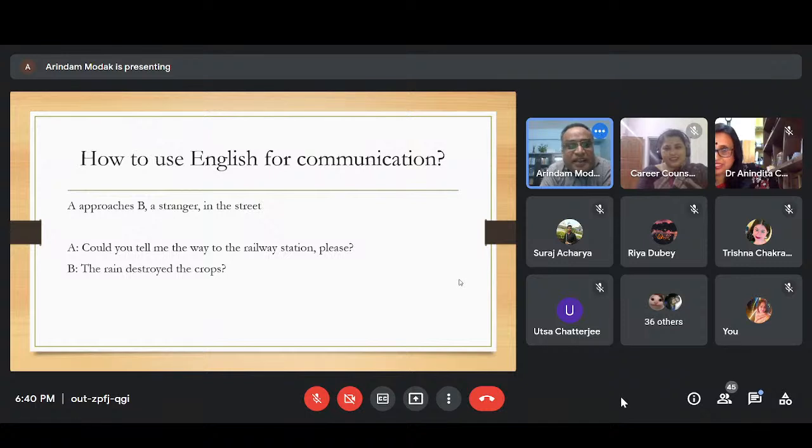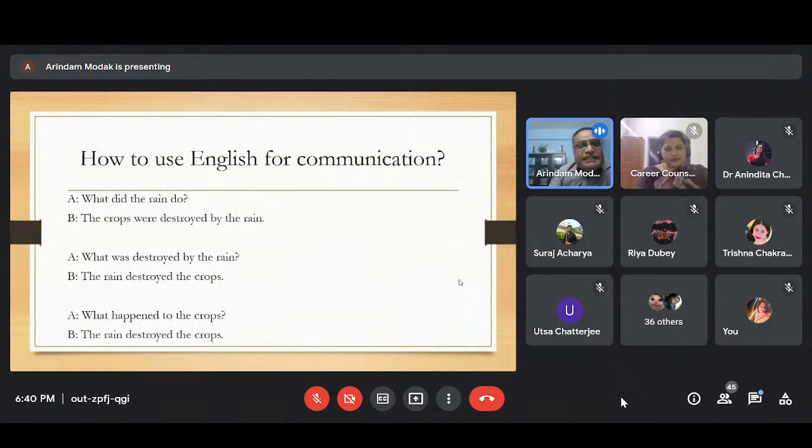So why not? Because A says something to which B replies, and B's reply, we understand, is not in some way appropriate to what A says, to what A asks. Now, you can say that this is something extreme. Unless B is an eccentric or a mad person, B would not reply in this way. So let us make our sentences something like this.